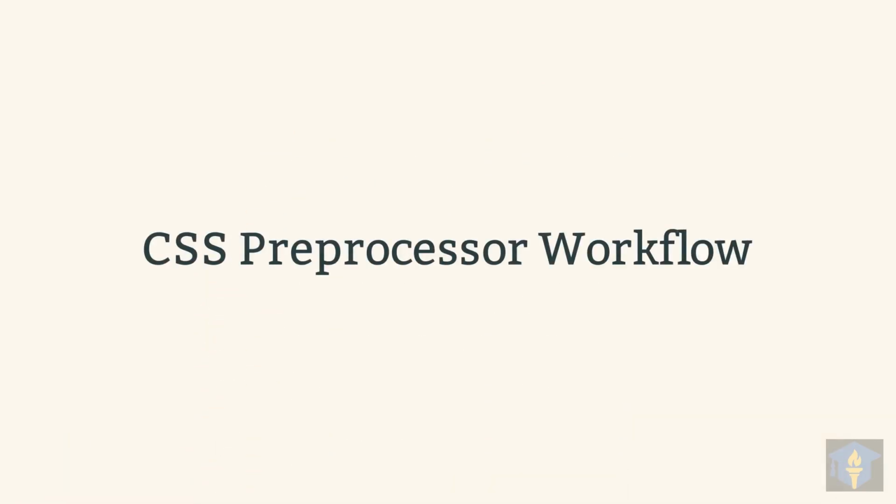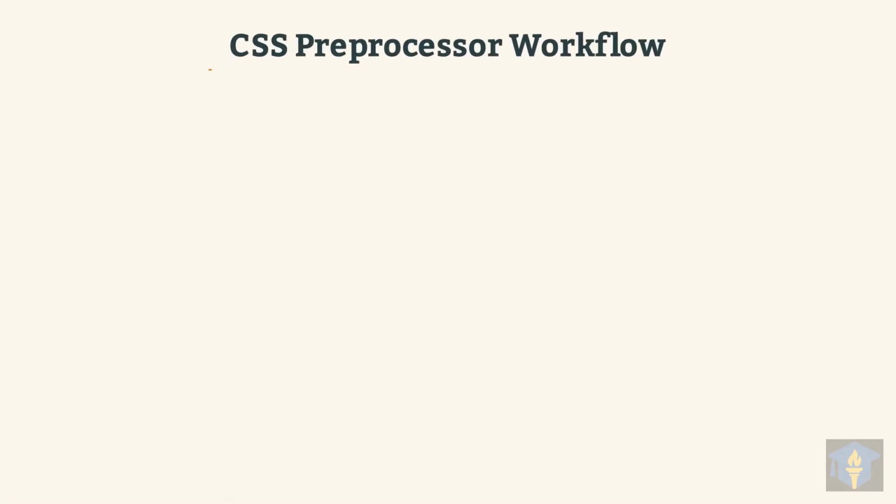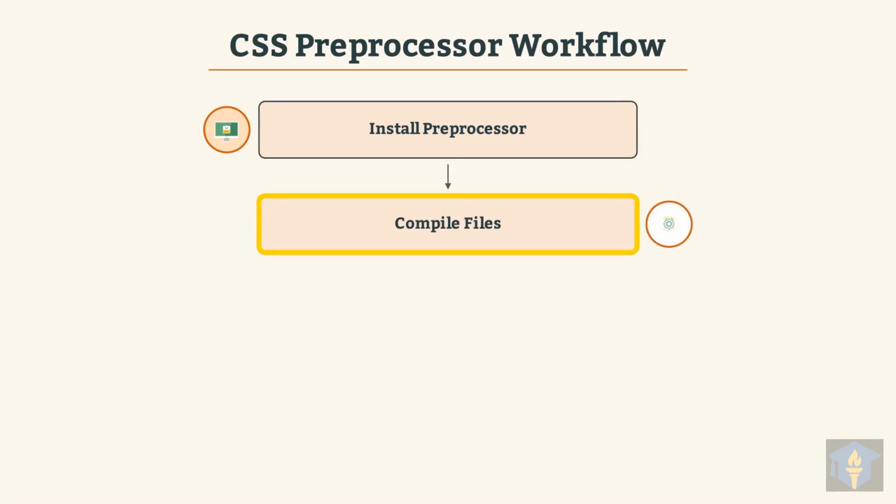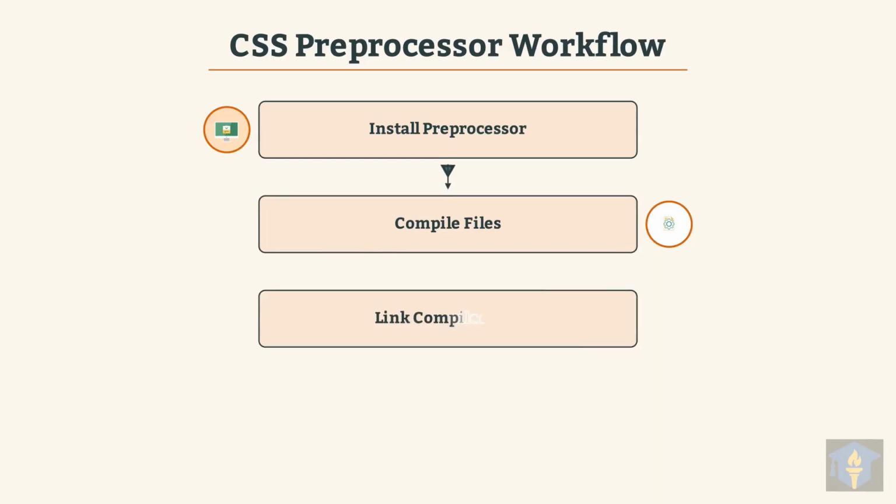Let's outline the typical workflow when using CSS preprocessors, from installation to linking the final CSS. The first step in our workflow is to install your chosen CSS preprocessor, such as SASS or LESS, on your system. Next, you'll compile your preprocessor files into standard CSS, a process often automated by build tools. Finally, you link the generated, compiled CSS file to your HTML document, just like any other style sheet.